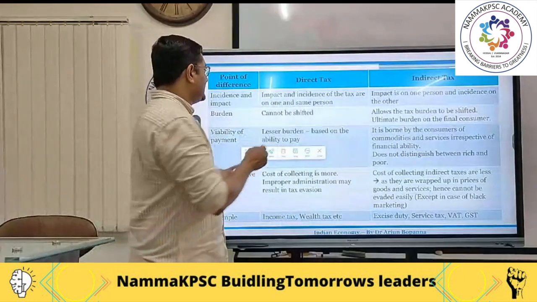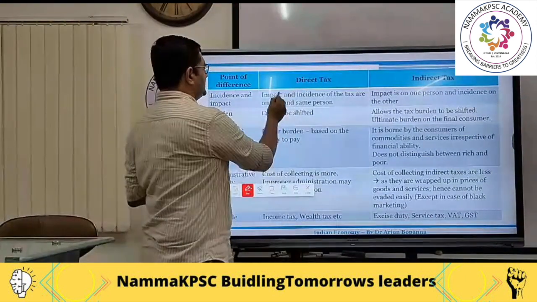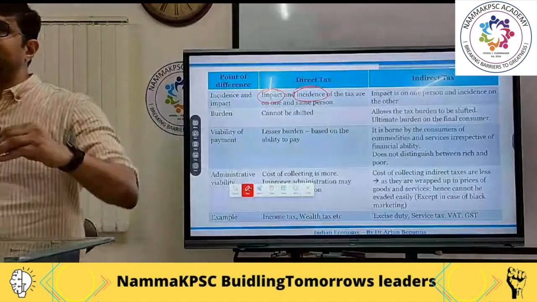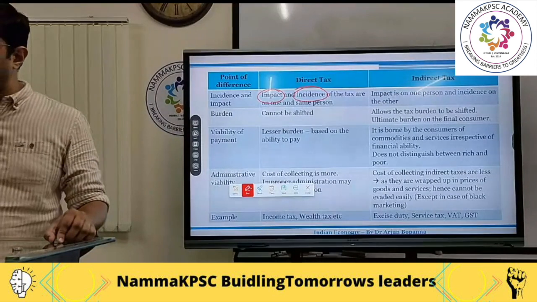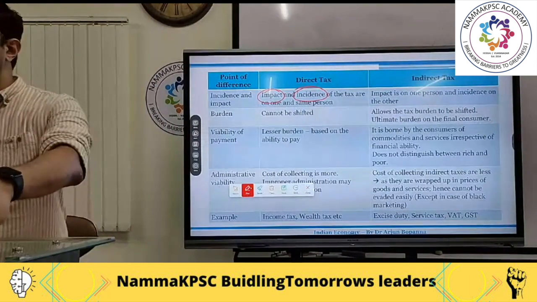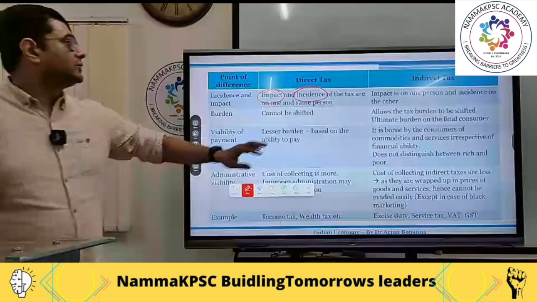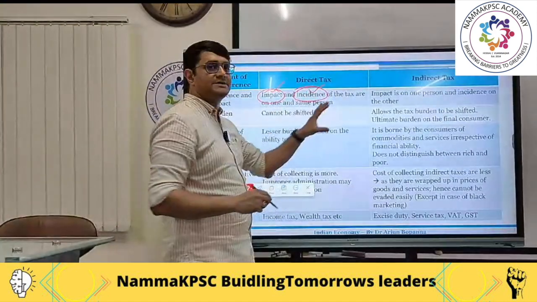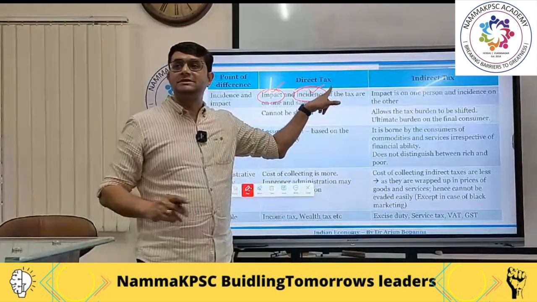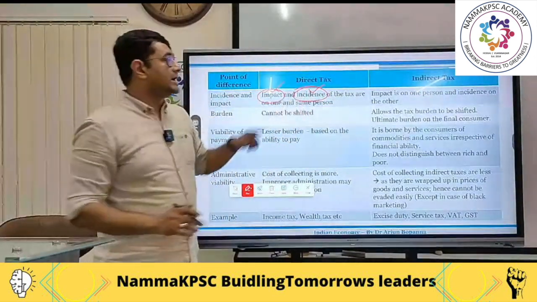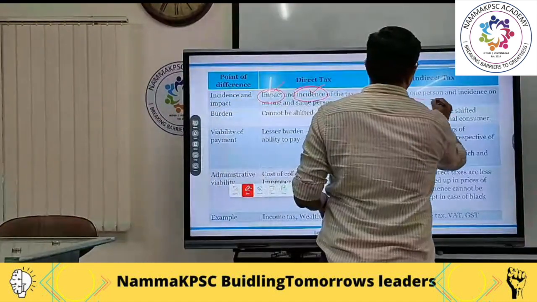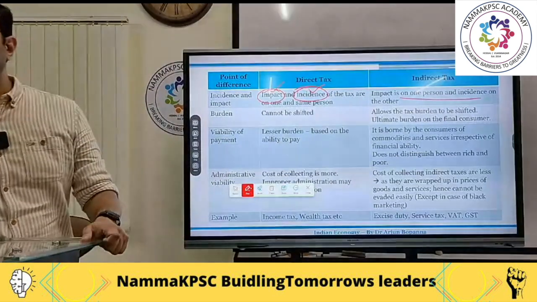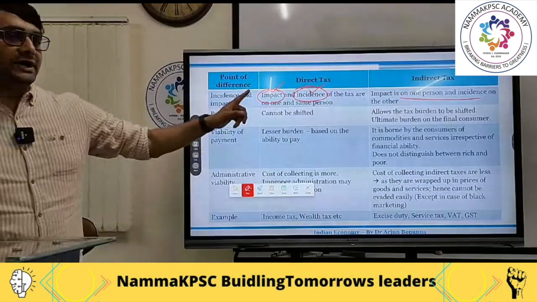When the impact and the incidence are on the same person, the tax is levied on somebody and collected from the same person. It is known as direct tax. When it is levied and collected on the same person, it is called direct tax. When the impact is on one person and the incidence, that is, from whom it is collected, is on another person, it is known as indirect tax.